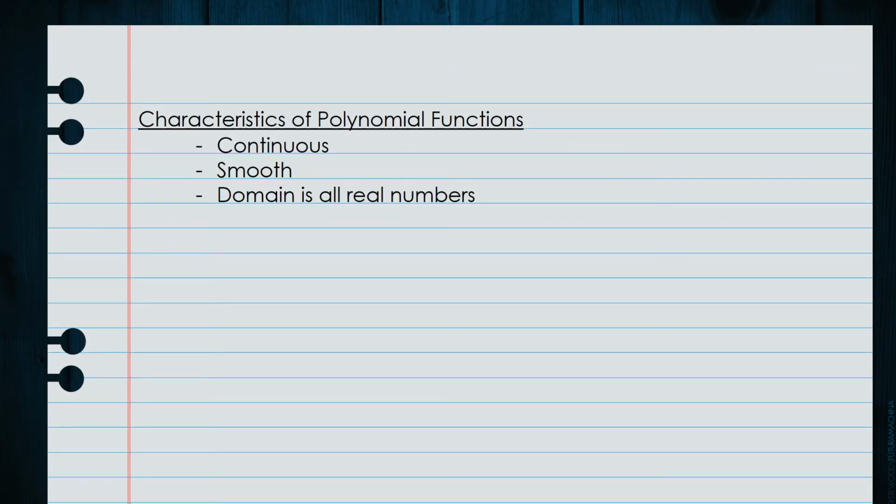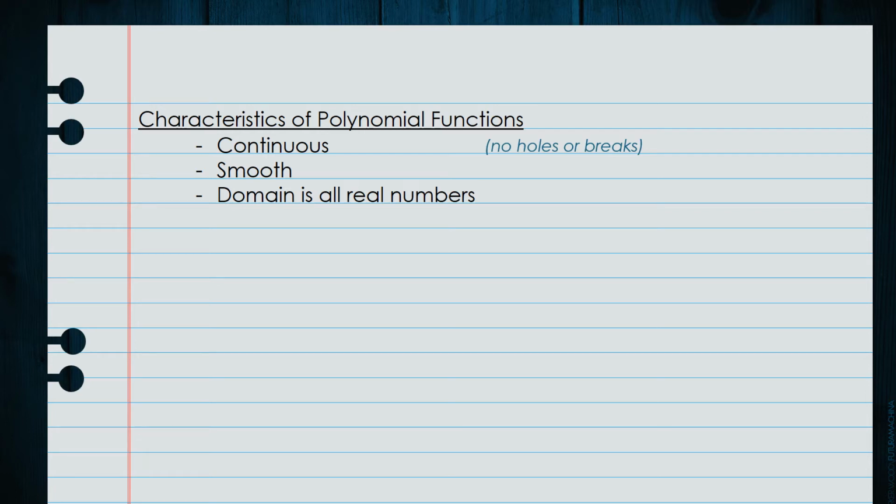Now we're going to talk about characteristics of polynomial functions. All polynomial functions are considered continuous, smooth, and the domain is all real numbers. Now, what does it mean to be continuous? It means there's no holes or breaks. In other words, I should be able to draw the graph without having to pick up my pencil.